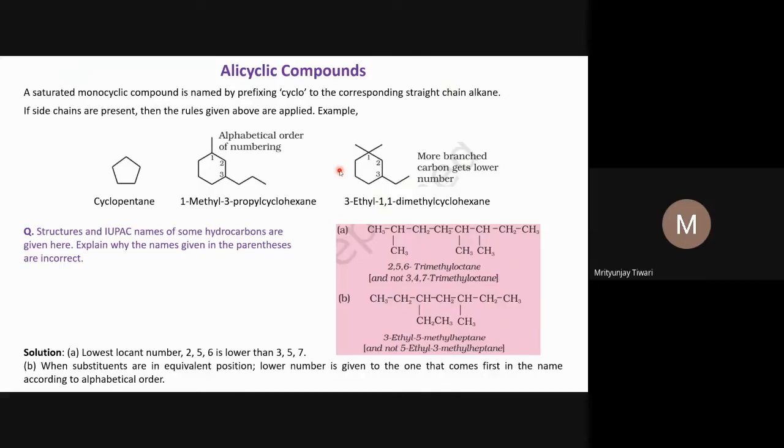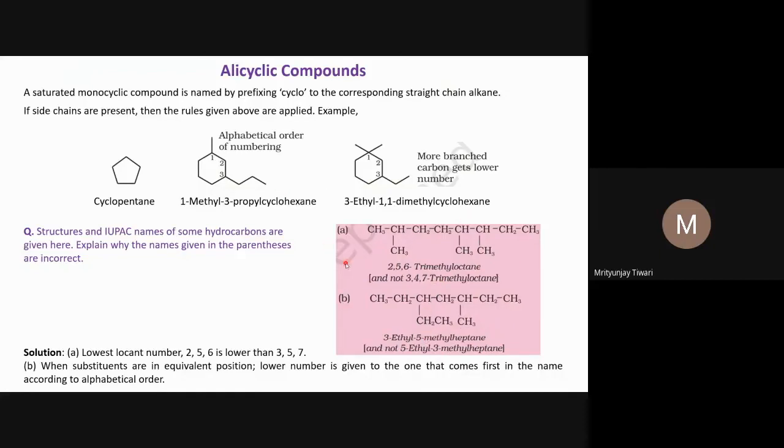Now let's see this question, and then I'll stop. Structures and IUPAC names of some hydrocarbons are given here. The two hydrocarbons are given here. Explain why the names given in the parentheses are incorrect. Names given in parentheses are incorrect, and names given outside the parentheses are correct. This we have to explain.